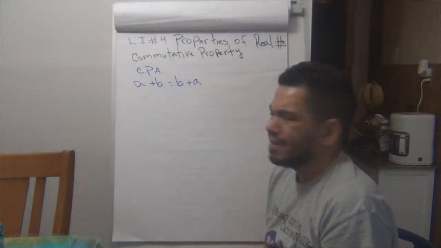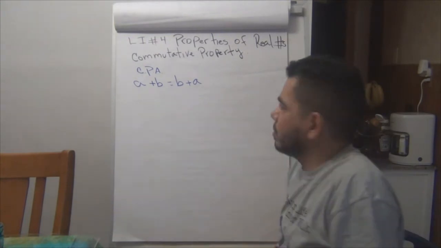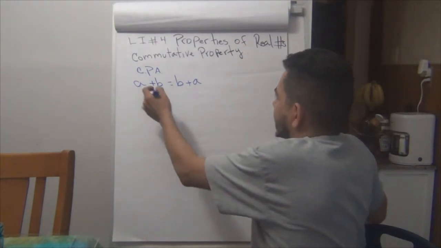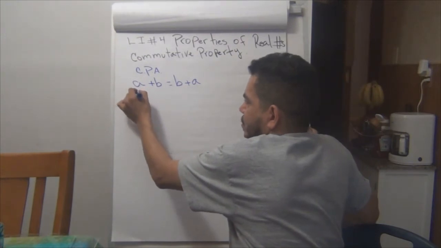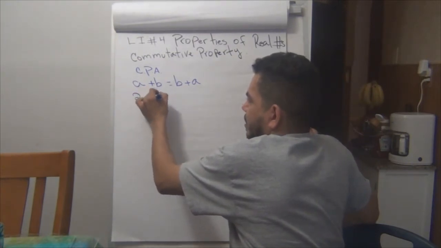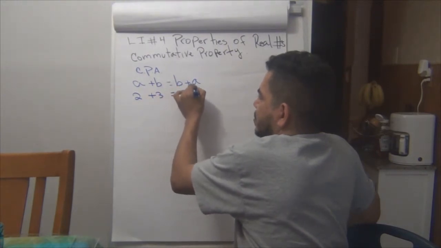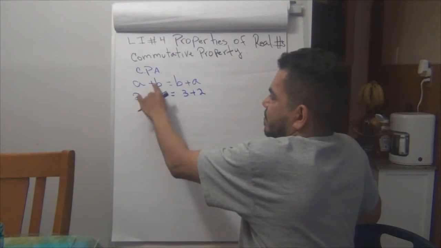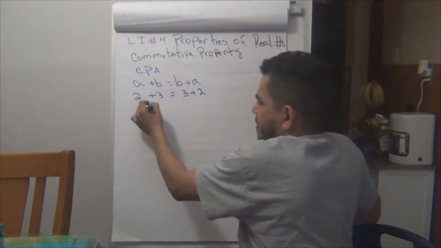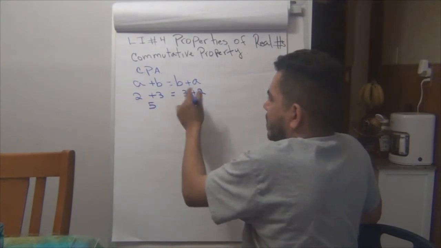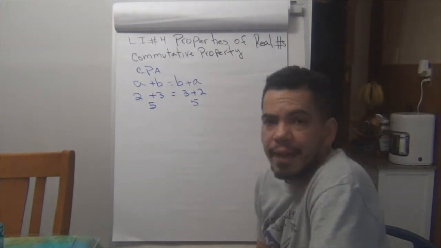What? Yo, son, can you at least put it in numbers so I can understand? Okay, cool. In other words, give me a number for A. Let's say A is 2. 2 plus 3 is the same thing as 3 plus 2. See? A is 2, B is 3. So 2 plus 3 is what? 5, right? And what is 3 plus 2? 5. The same thing happens.